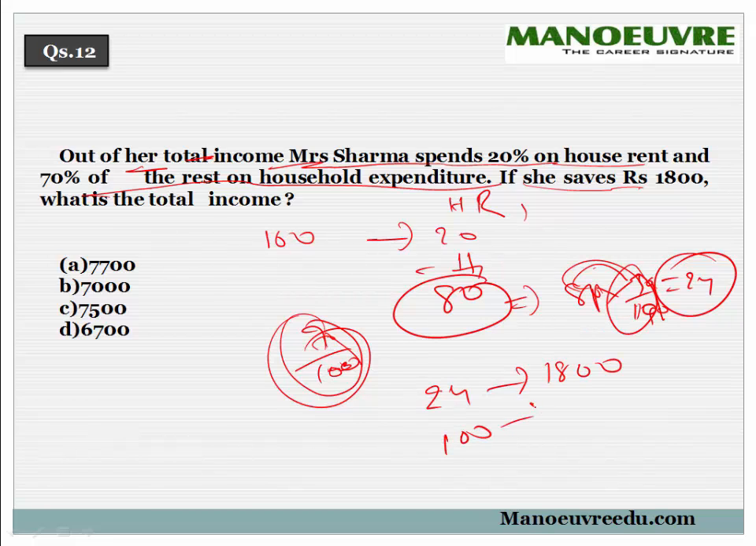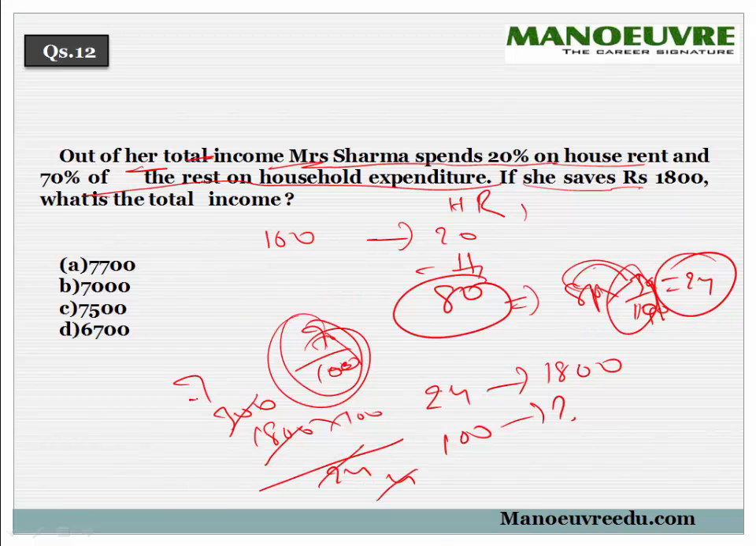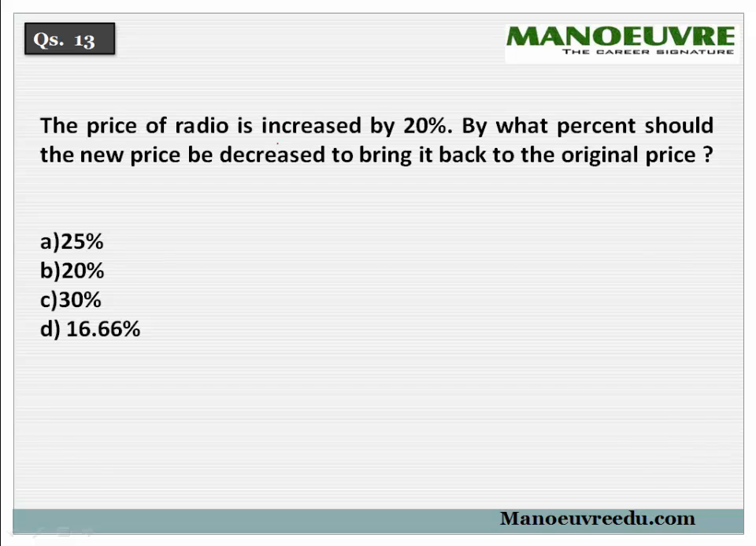So what is 100 basically? So 1800 into 100 upon 24, this is nothing but 6 3s are, and this is 6 4s are, and this is 4 7s are, 4 5s are, so 75. C is the answer.